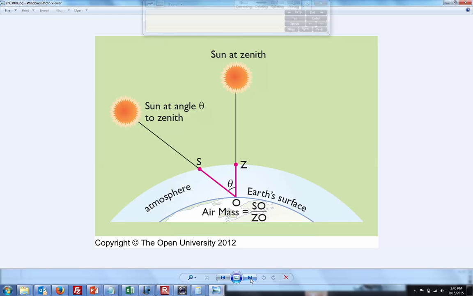And the number to keep in mind here is this air mass, 1.5. And what does that mean? Well, in this particular diagram, it means that between point O and point S, there's about twice as much air as there is between point O and point Z.